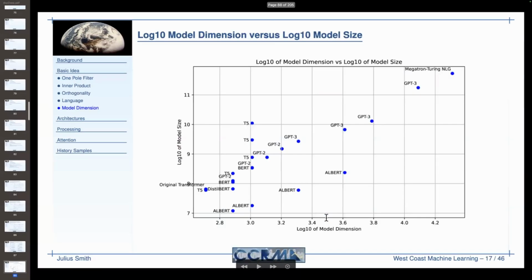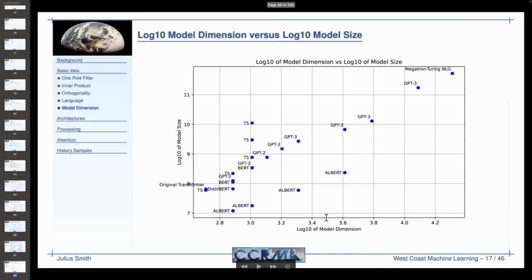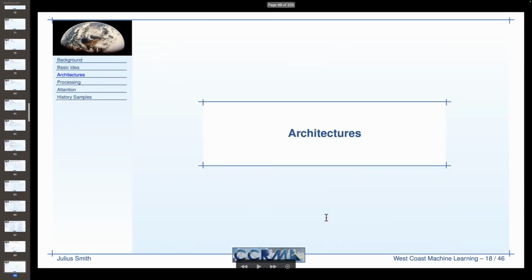And we talked about this before. It's just a practical look at a bunch of model dimensions and vocabulary sizes and how they lay out. And I just thought that was very interesting.